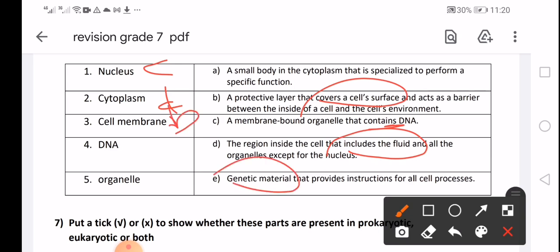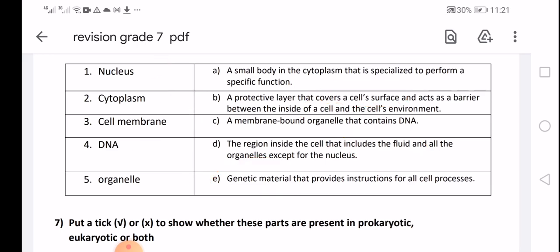DNA: genetic material that provides instructions for the whole cell process. Organelle: a small body in the cytoplasm that is specialized to perform a specific function. A.